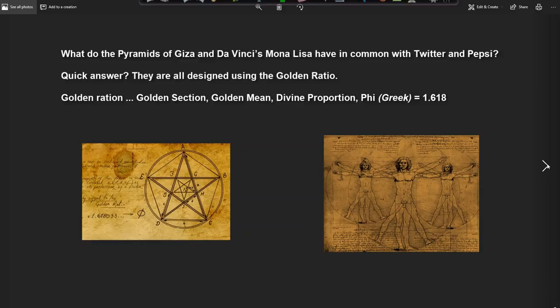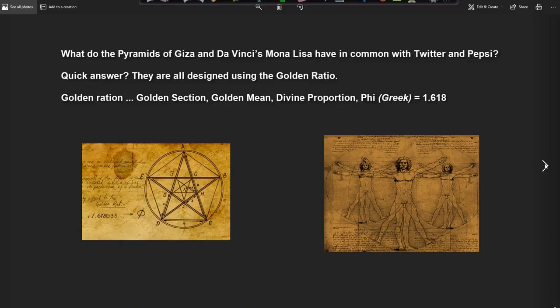So what do the pyramids of Giza and Da Vinci's Mona Lisa have in common with Twitter and Pepsi? They are all designed using the golden ratio. Now, the golden ratio, sometimes called the golden section, the golden mean, divine proportion, and now here you go, phi.